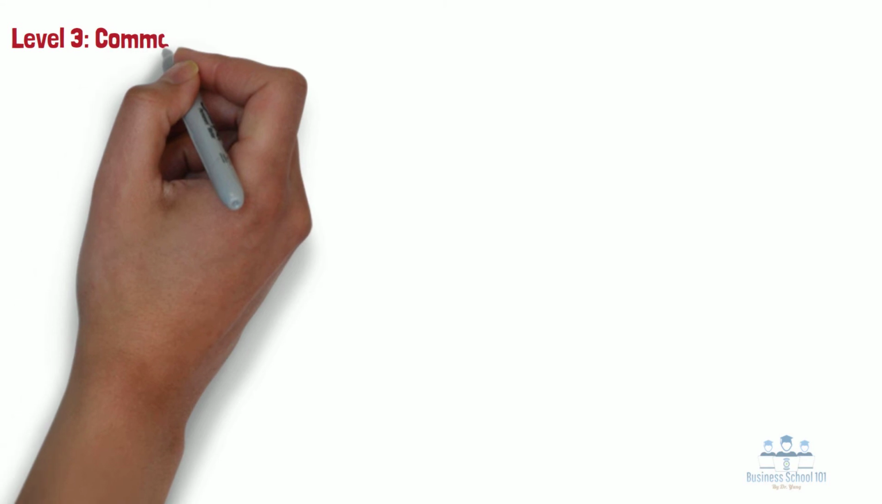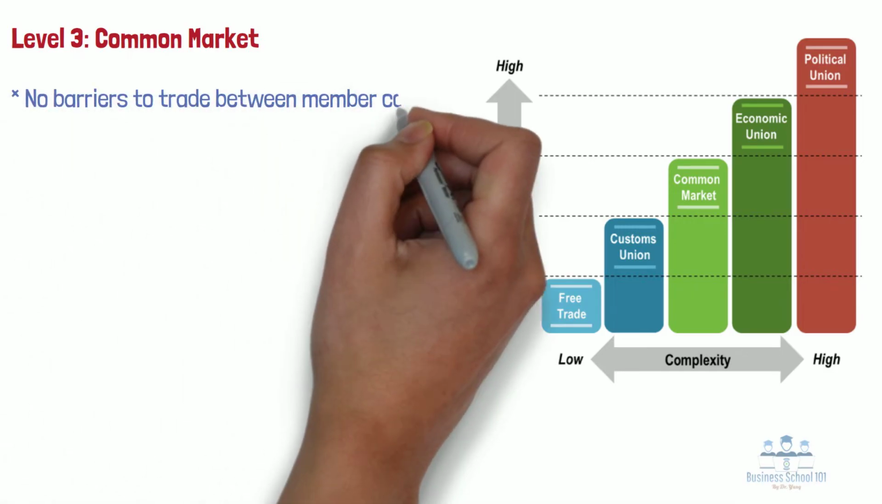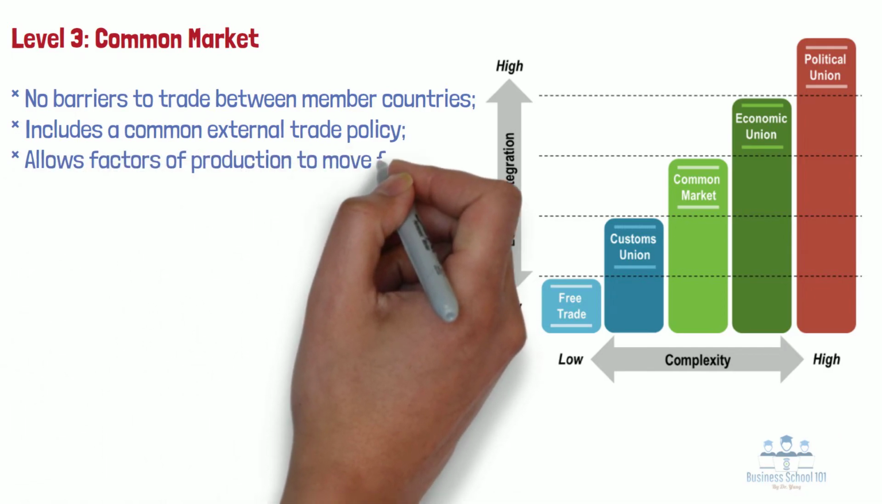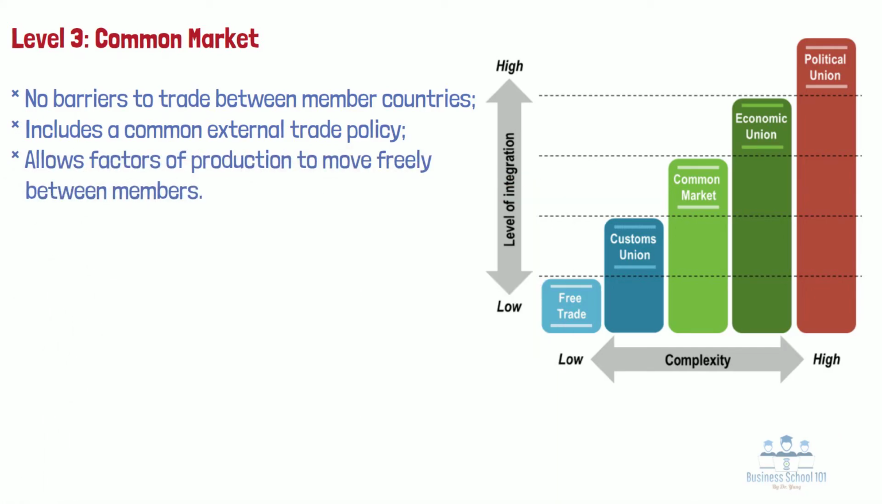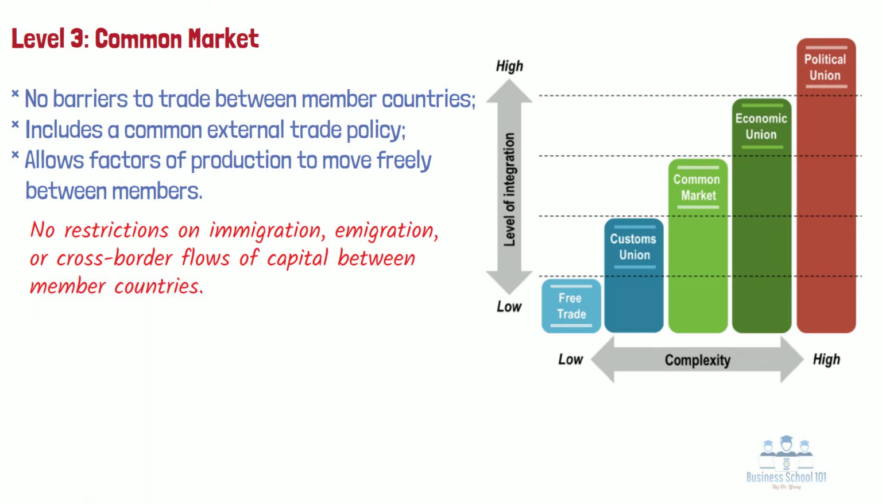Level 3. Common Market. The next level of economic integration, known as a common market, has no barrier to trade between member countries, includes a common external trade policy, and allows factors of production to move freely between members. Labor and capital are free to move because there are no restrictions on immigration, emigration, or cross-border flows of capital between member countries. Establishing a common market demands a significant degree of harmony and cooperation on fiscal, monetary, and employment policies. Achieving this degree of collaboration has proven very difficult.